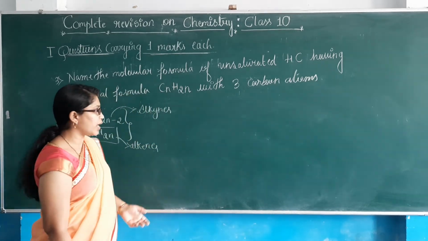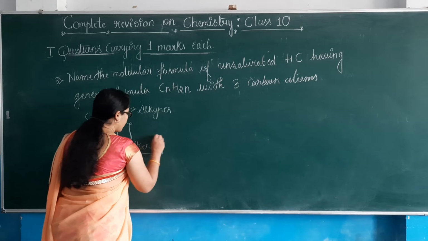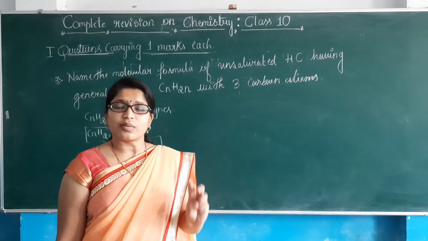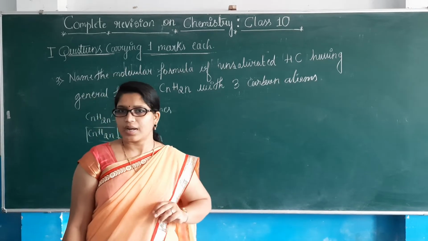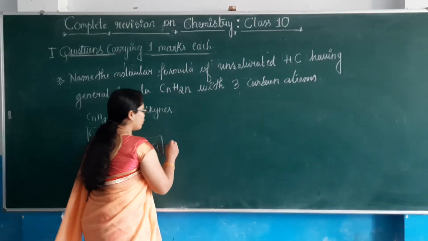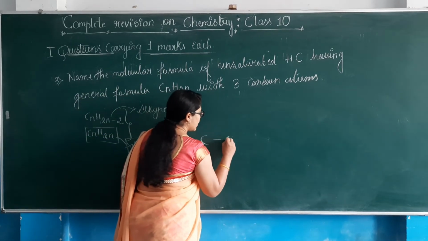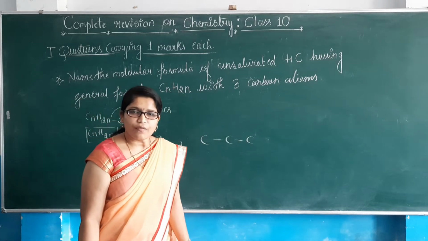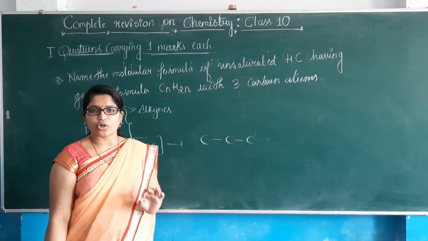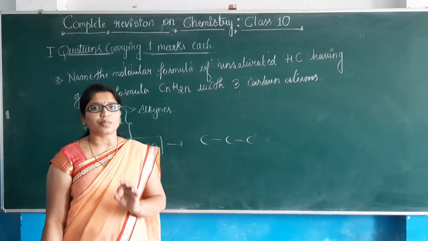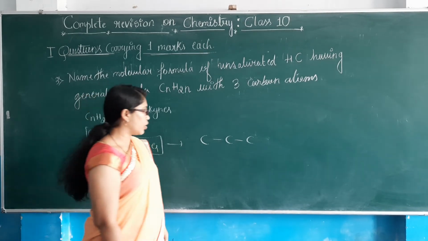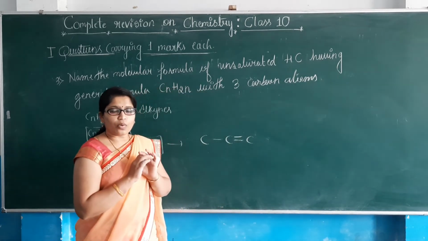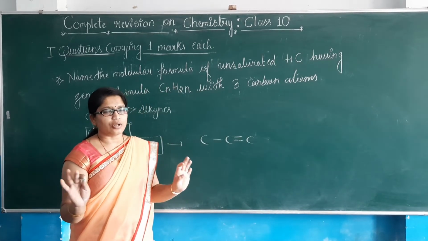What are we supposed to write now? We are supposed to write one example for alkenes which contains 3 carbon atoms. First we are going to write all the 3 carbon atoms. We know alkenes have the formula CnH2n. What should be the bond? It should always be a double bond itself. Fine. So our almost 90% work is done now.